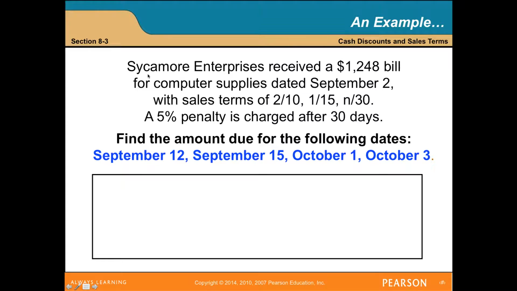Here's another example. Sycamore Enterprises received a $1,248 bill for computer supplies dated September 20th with sales terms of 2/10, 1/15, n/30. Remember, this is the percentage: 2% discount if we receive within 10 days, 1% discount if received within 15, so the percentage declined, and then beyond that, if received by the 30th day, no discount at all. A 5% penalty is charged after 30 days, which could also happen. Find the amount due for the following dates: September 12th, September 15th, October 1st, and October 3rd.